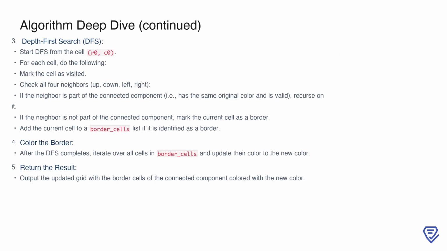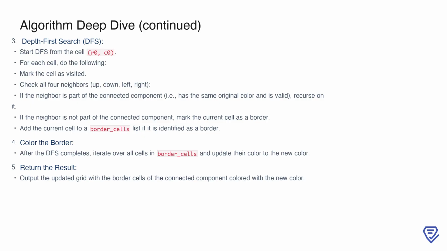The core of the algorithm is the depth-first search, or DFS, which begins at the starting cell, R0, C0. For each cell visited during the traversal, we first mark it as processed in the visited matrix. Then, we examine all four of its neighbors: up, down, left, and right. If a neighbor belongs to the same connected component, meaning it shares the original color and passes the validity checks, we initiate a DFS call on that neighbor. However, if a neighbor does not belong to the connected component, we recognize the current cell as part of the border. Such border cells are added to a border_cells list for later processing.